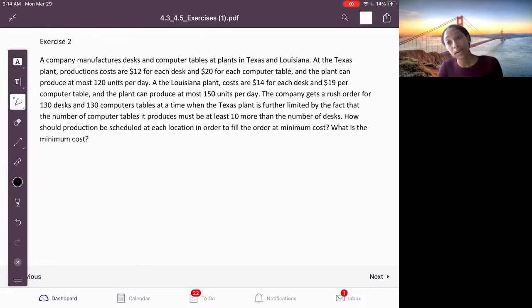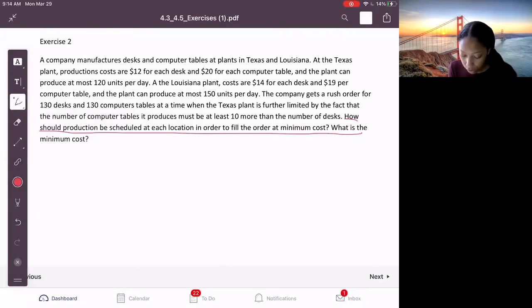So there's a lot going on here, a lot of information we're going to have to organize. The question is, how should production be scheduled at each location in order to fill the order at minimum cost, and what is the minimum cost? All right. So we know we're trying to minimize the cost. Cool. What are we producing and making here? What are our unknowns? And how many do we have?